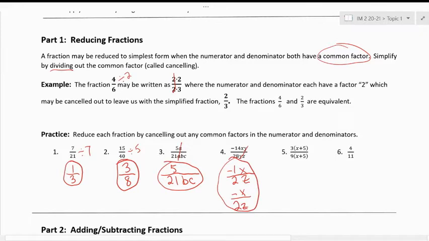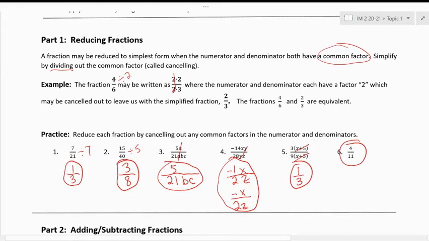Number 5, again, we want to cancel out factors. Well, it's x plus 5 times 3 and x plus 5 times 9. So the x plus 5's cancel out. We're stuck with 3 over 9, which of course we can simplify down to 1 over 3. And number 6, there's nothing that goes into 4 and 11. 11 is prime. 4 only has factors of 2, 4, and 1, which don't go into 11. So that's as far as we can go.